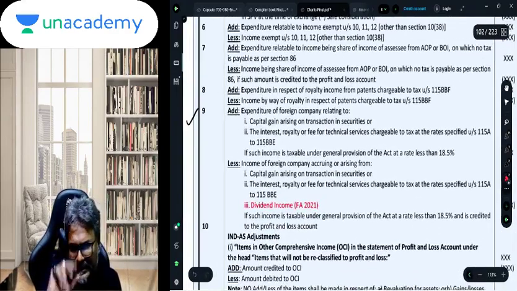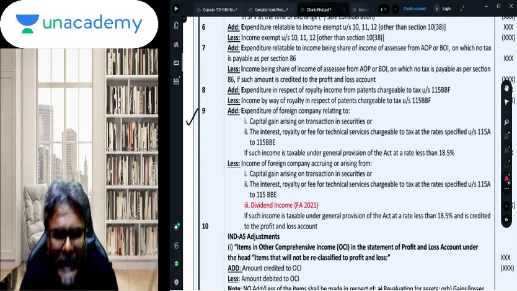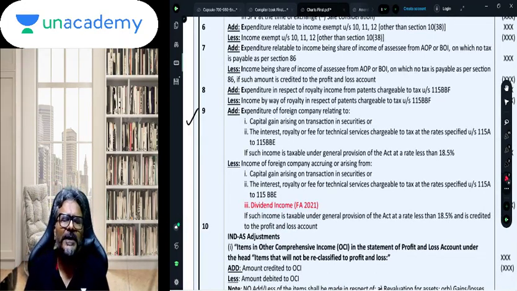So now students, just think of it. Another example if I have to give you is like 112A, long-term capital gains which is computed under section 112A.